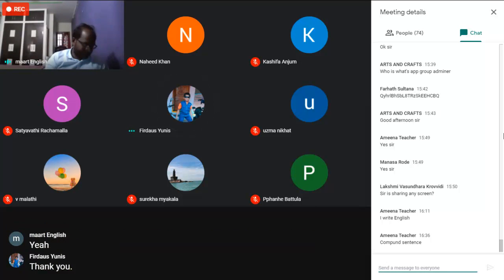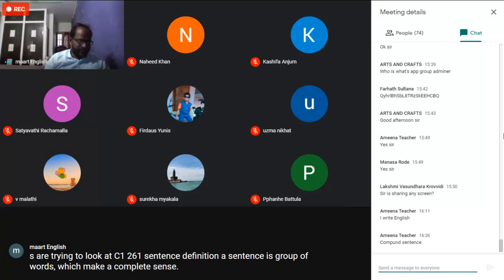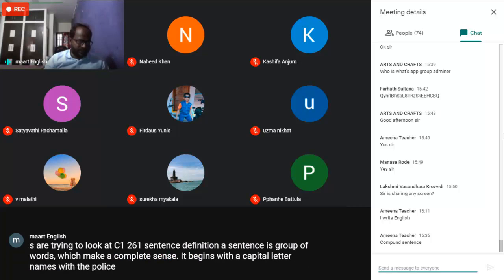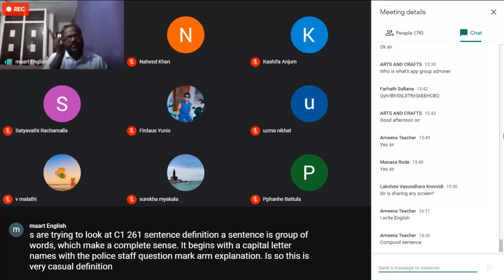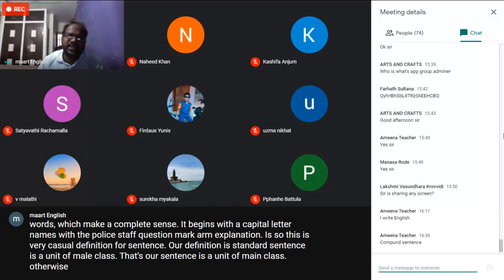Students, try to look at page 261, sentence definition. A sentence is a group of words which make a complete sense. It begins with a capital letter and ends with a full stop, question mark, or exclamation. Now, this is a very casual definition for a sentence. Our definition is standard. A sentence is a unit of main clause. Otherwise, a sentence is a group of words which consists of the subject and the predicate.